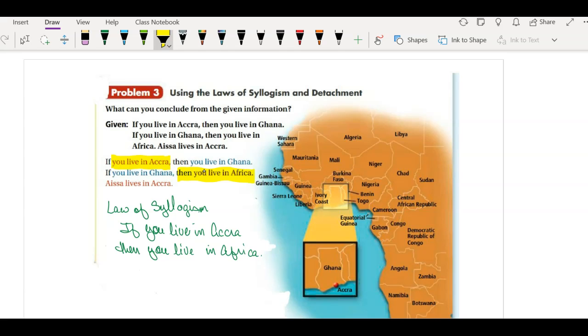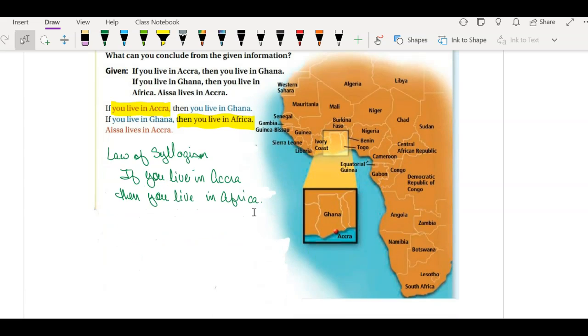So that was using the law of syllogism. So now we can use this new conditional statement that we have and the law of detachment to conclude. See, it says Aisa lives in Accra. So we can now conclude using the law of detachment that Aisa lives in Africa.